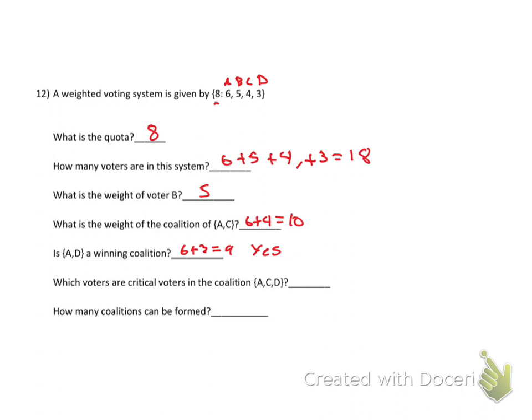Which voters are critical voters in the coalition ACD? If you removed A, it would not work. If you removed C, it would work. If you removed D, it would work. So A is the only critical voter there. And the coalitions that can be formed, it's 2 to the nth power, so there's 4 voters. So 2 to the 4th gives us 16 minus 1, which gives us 15.